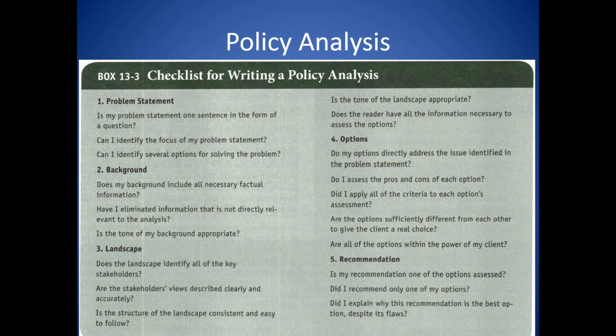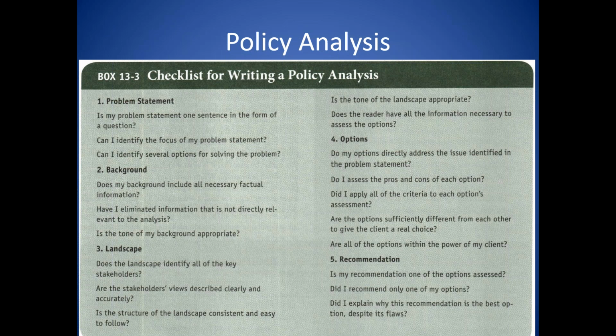Landscape. Who are the stakeholders? And I'll talk about stakeholders in a moment. Are the stakeholders' views described clearly and accurately? Is the structure of the landscape consistent and easy to follow? Is the landscape appropriate? Does the reader have all the information necessary to assess the option? And I think one of the important things in regard to stakeholders is they may not all have mutual perceptions or outcomes based on the policy that's being developed.